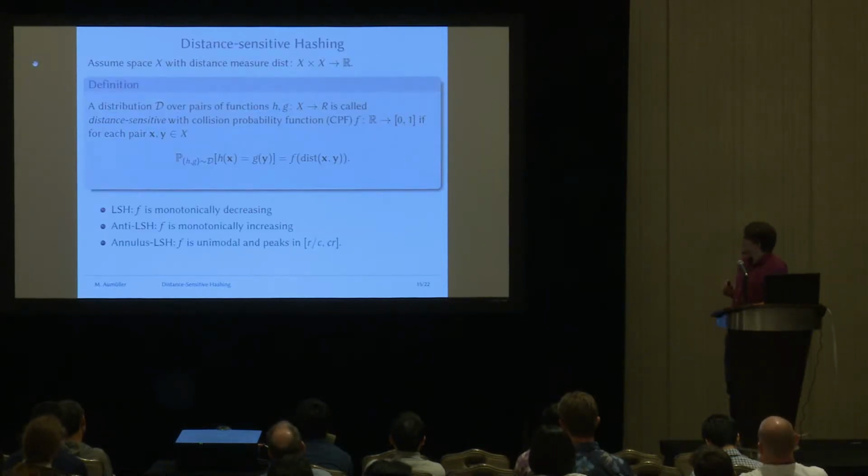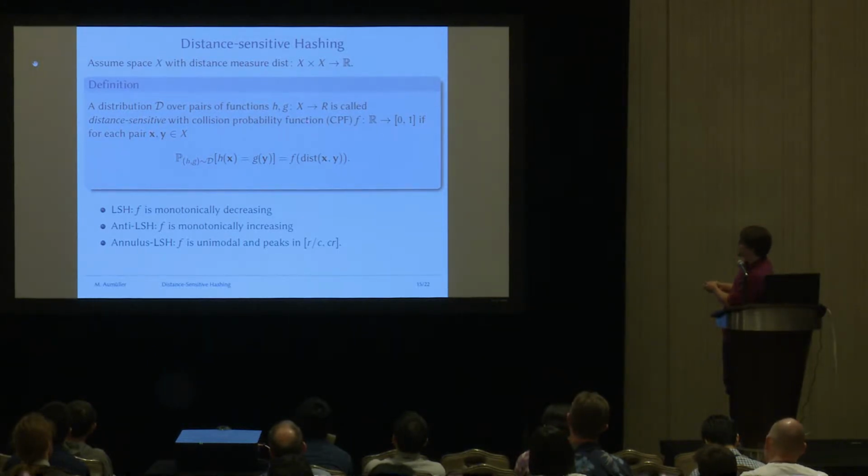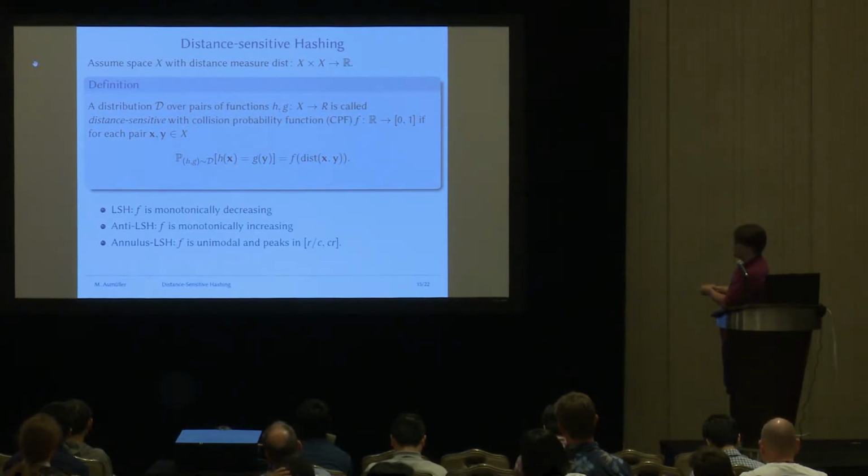So first of all, distance-sensitive hashing is exactly what we did with these three examples. So that's our definition here. We have our metric space X, we have a distance measure, and we say that the distribution over pairs of hash functions H and G is called distance-sensitive with collision probability function F, which for each distance says what's the collision probability, if for each pair in our metric space we have that the collision probability of X and Y is exactly this function of the distance that we would like it to have. And we saw such functions of the distance before.